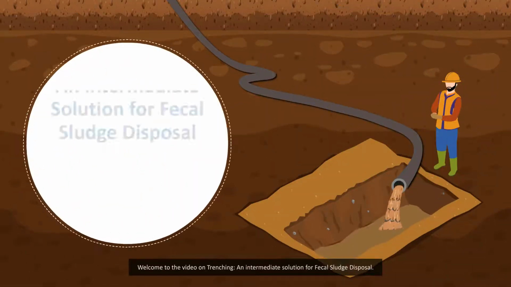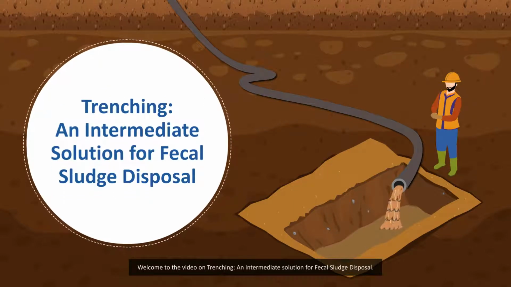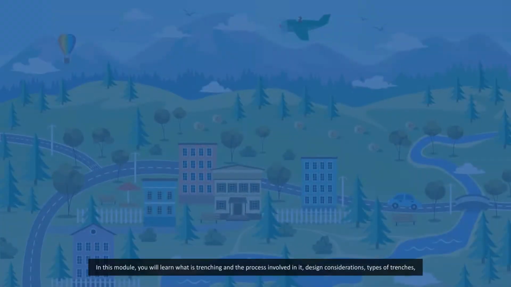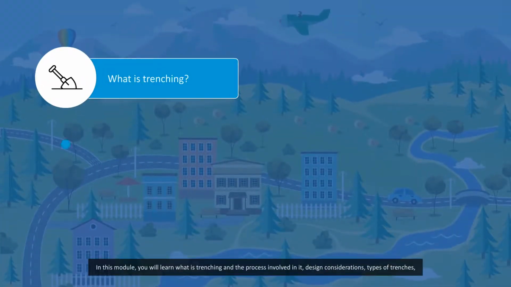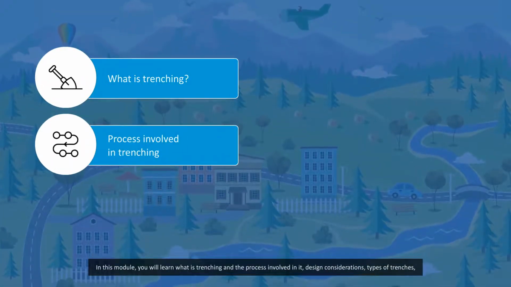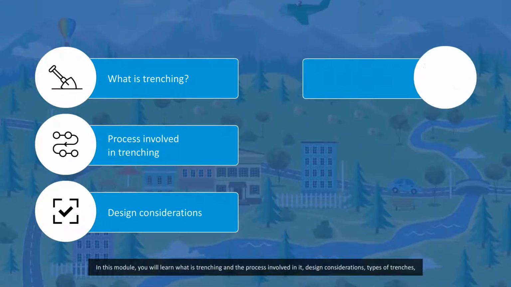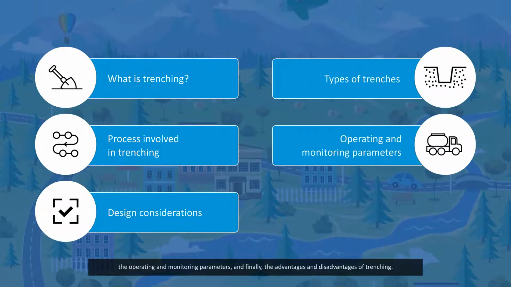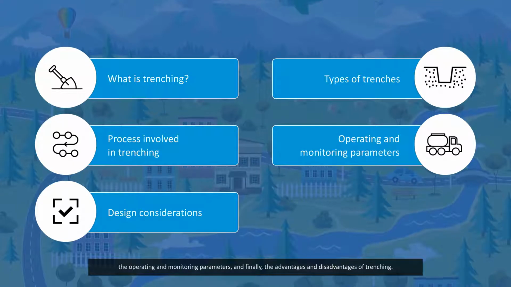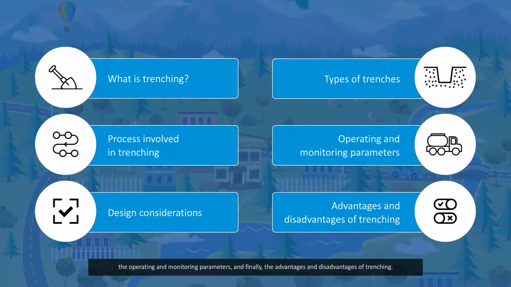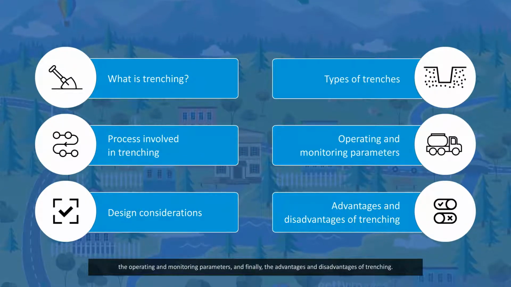Welcome to the video on trenching, an intermediate solution for fecal sludge disposal. In this module, you will learn what trenching is and the process involved in it, design considerations, types of trenches, the operating and monitoring parameters, and finally, the advantages and disadvantages of trenching.